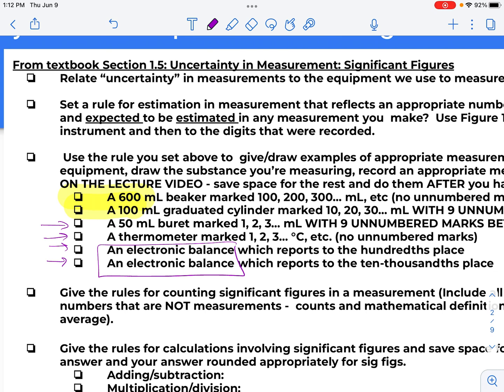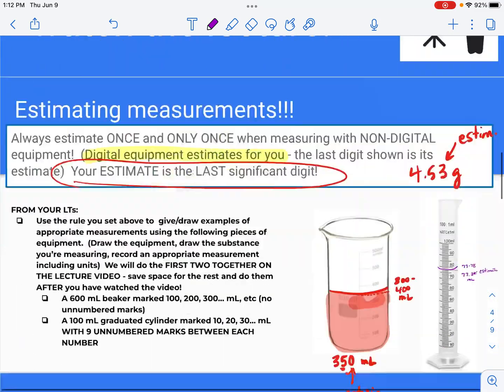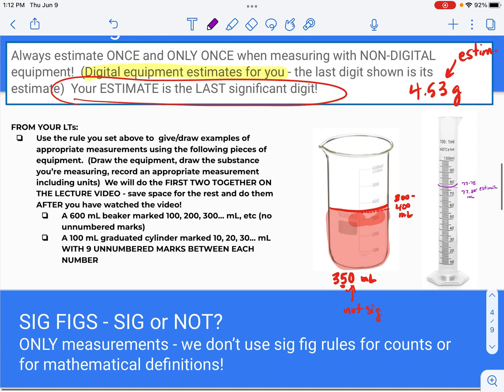And picture that the digit that's estimated is already the digit showing. So think about what that looks like. Okay. "Reports to" means this is what the screen says. Okay. So that's your foundation of what significant figures are.